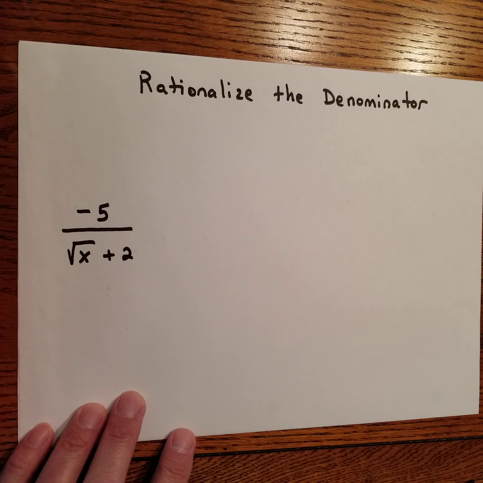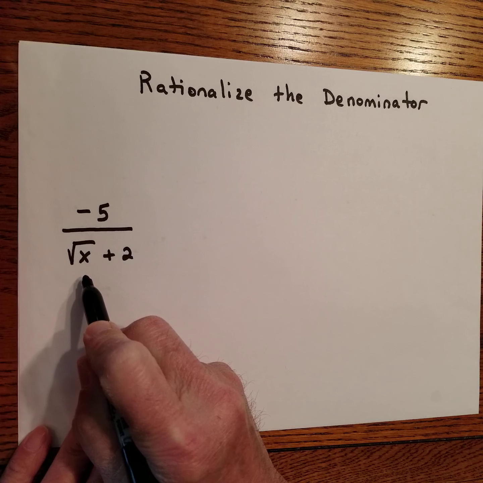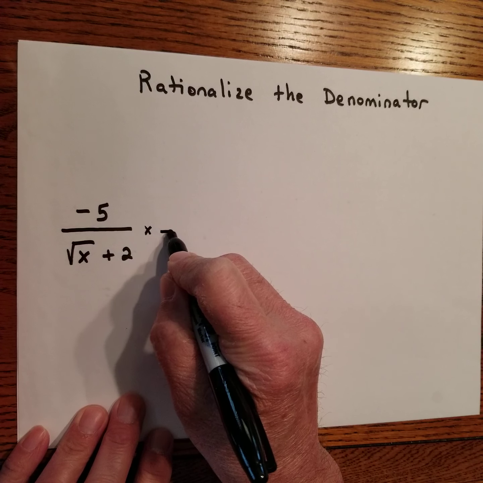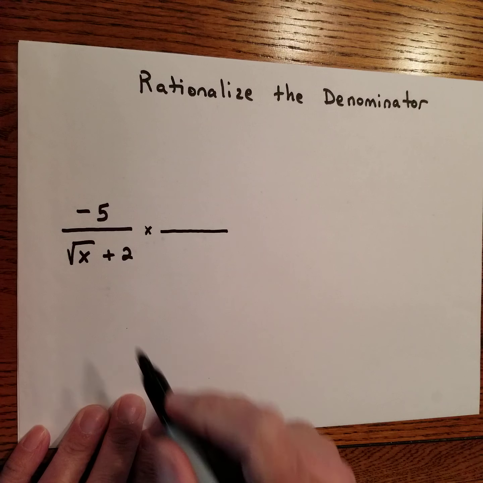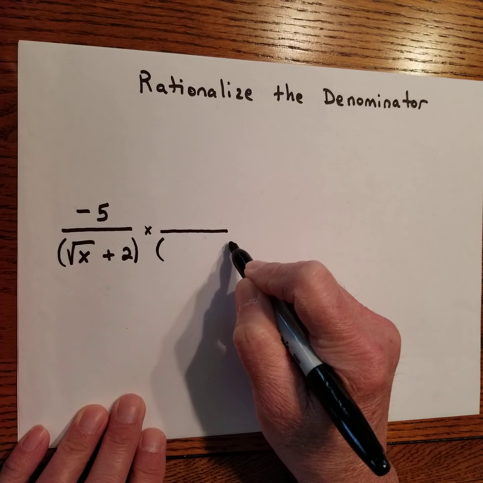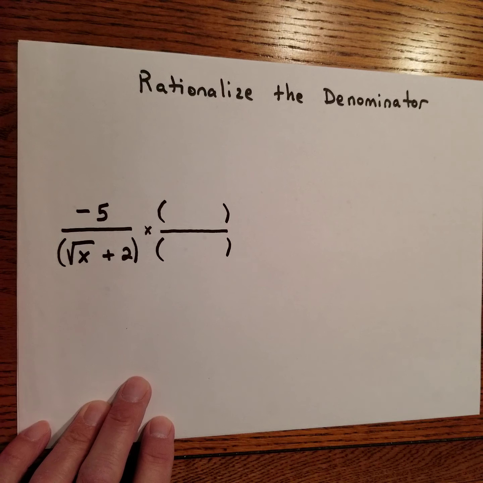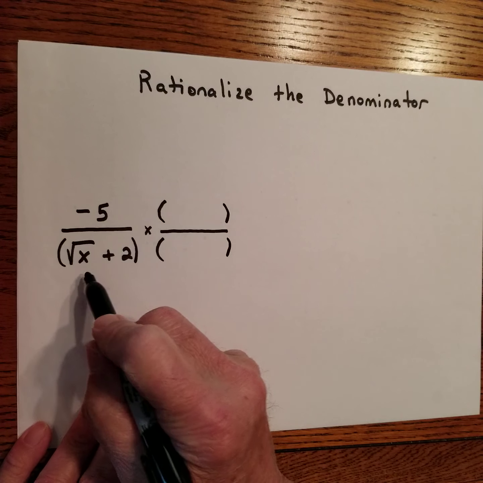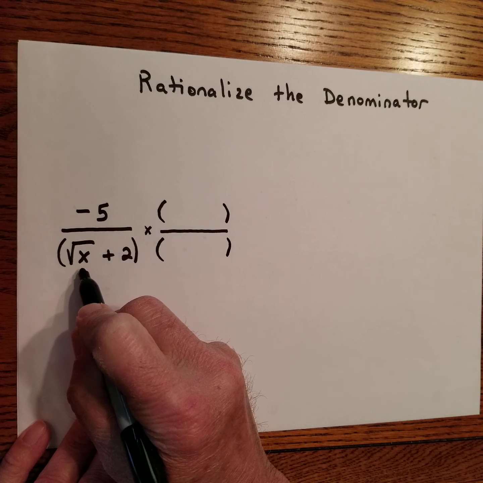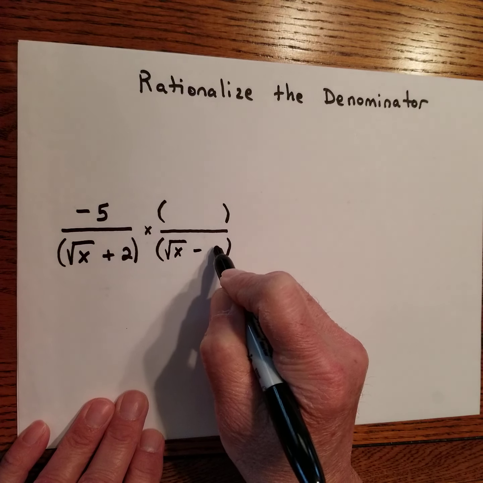Let's try one more example. Here I have another fraction, square root in the bottom, not supposed to have the square root in the bottom of a fraction. We'll have to rationalize the denominator. Let's put this in parentheses. And we'll multiply top and bottom by the same value so that I don't change the value of the fraction. And I'll multiply top and bottom by the conjugate of the denominator. So if this says the square root of x plus 2, I'll use the square root of x minus 2.